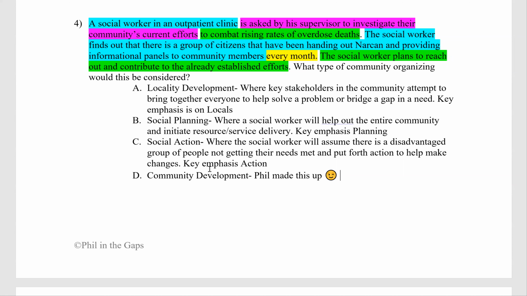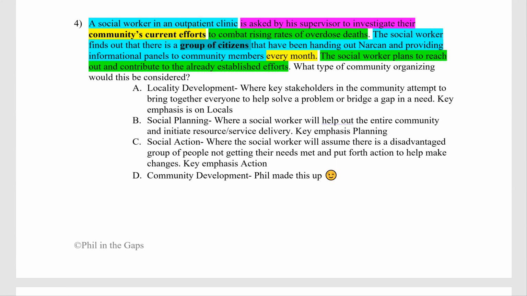So, quick review. Social worker, outpatient clinic, supervisor asked us to investigate the community's current efforts. So the community's already doing something. And the goal of this entire thing is to combat rising rates of overdoses. We find out that there's a group of citizens, so people already in the community, handing out Narcan and providing informational panels to community members every month. Any length of time, hop on top of it because it paints a picture of what we're looking at.